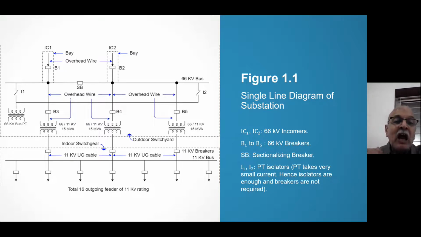And how am I making a PT arrangement? I have 2 isolators because PT takes only a few milliamperes of current, so a breaker is not required. So I have 2 isolators, I1 and I2. I1 feeds the left half and I2 feeds the right half. If there is a fault on the left half, I will open I1 and close I2. So I'll be able to have PT on both sides.